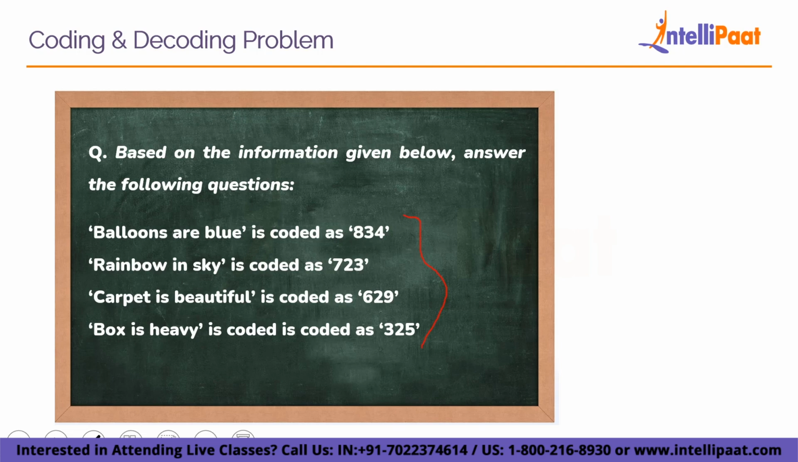We are given that balloons are blue is coded as 834, rainbows in sky is coded as 723, carpet is beautiful is coded as 629, box is heavy is coded as 325. So using these four pieces of information that we have given here, we have to find a pattern that they were following to code these sentences into these kinds of values.